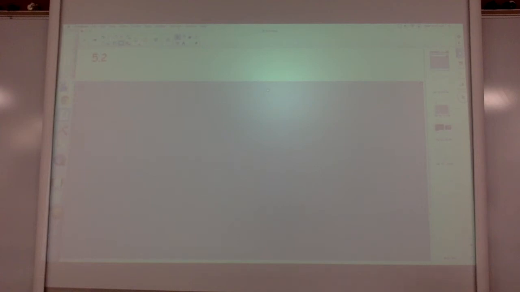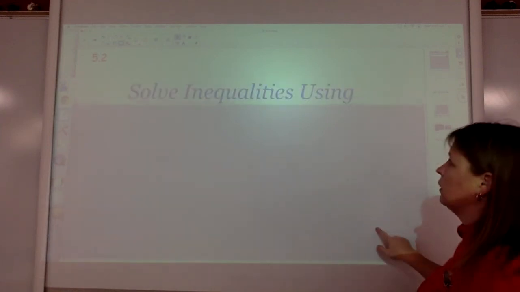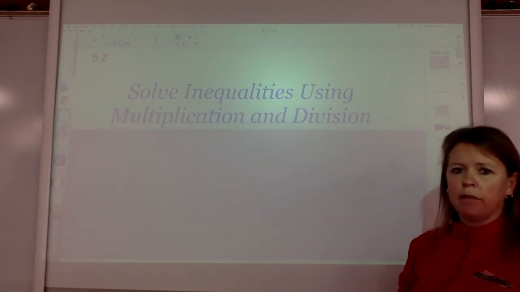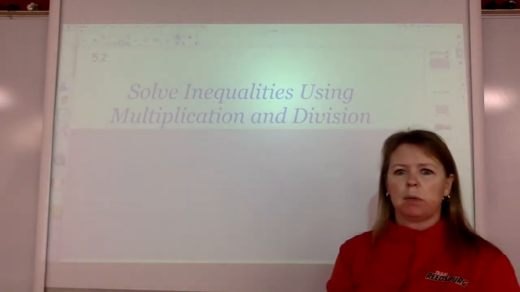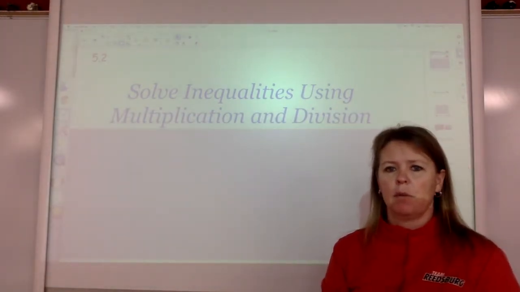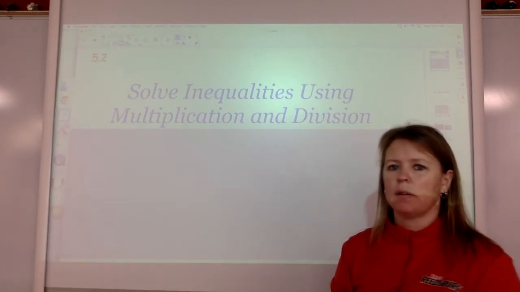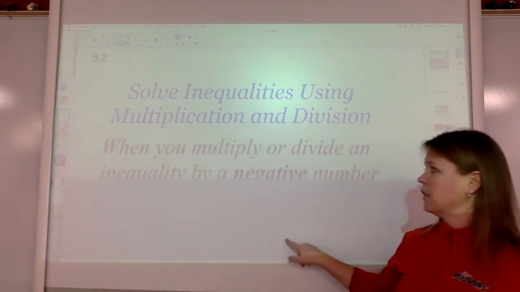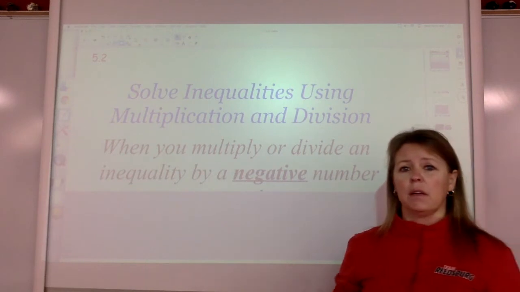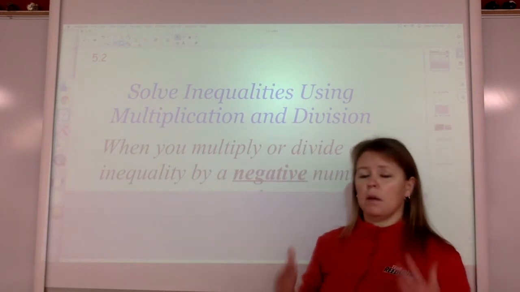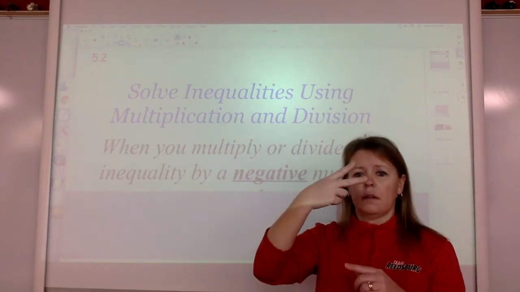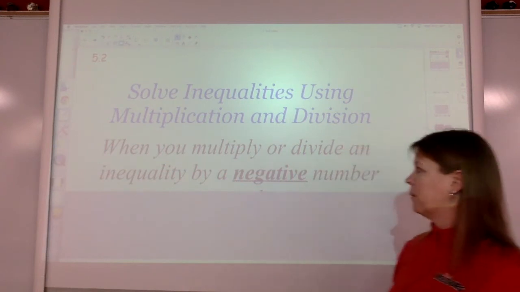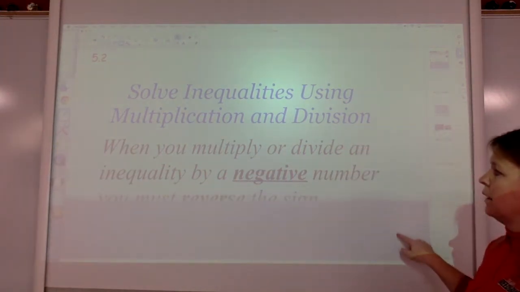Section 5.2 for algebra. We are going to solve inequalities using multiplication and division. In the previous chapter, we only did adding and subtracting. Now we're going to do multiplication and division. It's kind of like starting over in the beginning of the year, first semester, but we have a less than sign or a greater than sign instead of an equal sign. There's only one catch. Write this down.